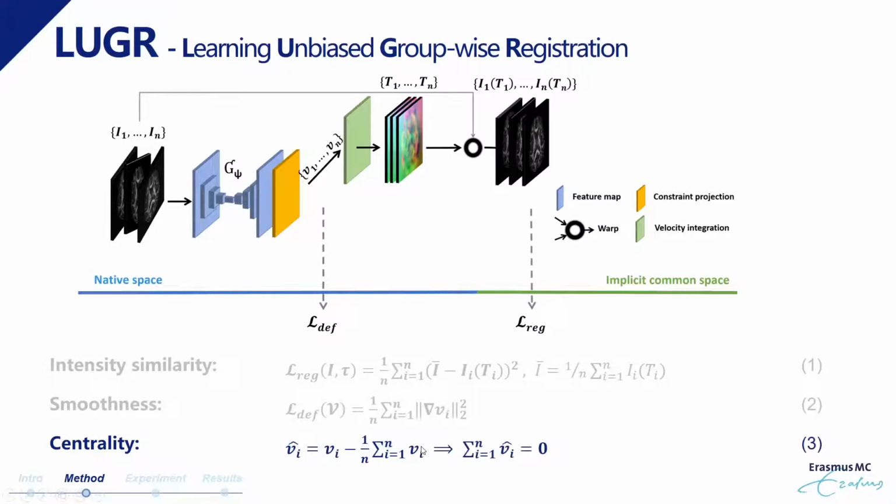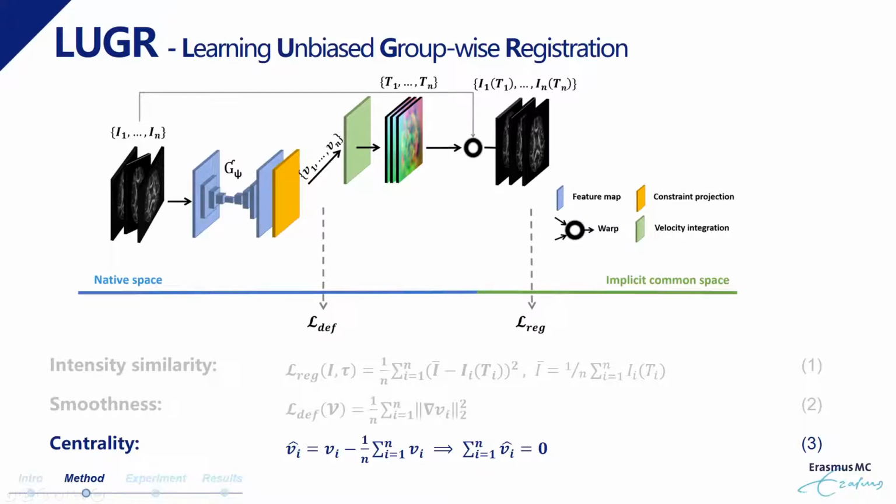To get rid of the additional loss term, and to have the constraint always satisfied, we propose a constraint optimization strategy to force the geometric centrality within the neural network. For this, inspired by classical algorithms, we subtract the average velocity field from each of the estimated velocity fields, resulting in their sum being 0.